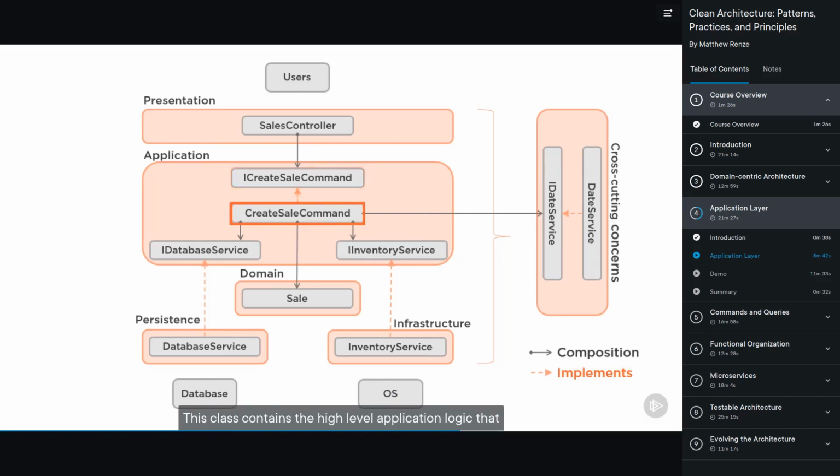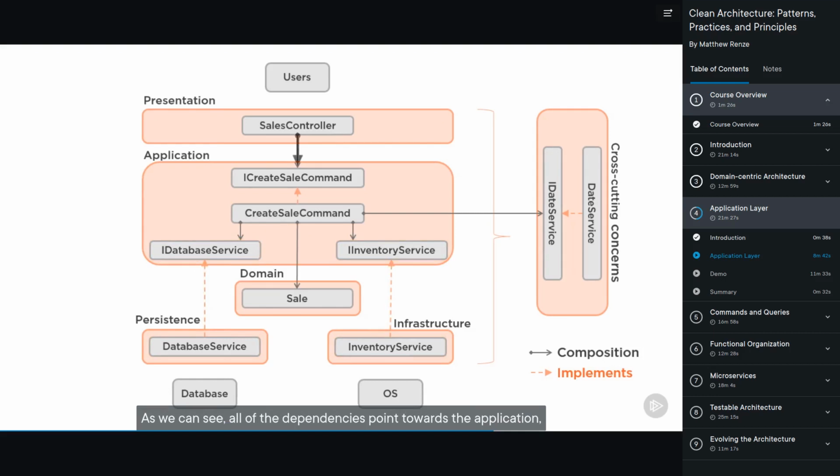This class contains the high-level application logic that fulfills the use case for creating a new sale. The class has a dependency on the IDatabaseService interface and the IInventoryService interface, both of which are contained in the application project as well. The DatabaseService class in the persistence project implements the IDatabaseService interface, and the InventoryService class in the infrastructure project implements the IInventoryService interface.